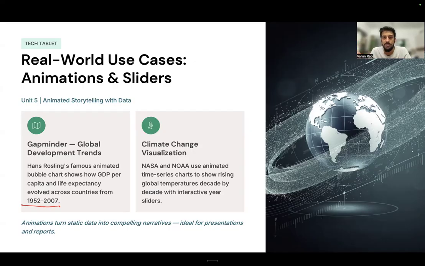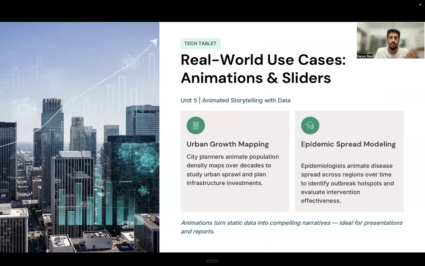Then you have climate change visualization, wherein NASA is showing an animated time series chart, decade by decade, of the rising global temperatures. Here the rising temperature is probably indicated with redness, and you would see how the color changes from pink to dark red, which means the intensity of heat is multiplying. So you have things like these as well when you talk about animated storytelling with data.